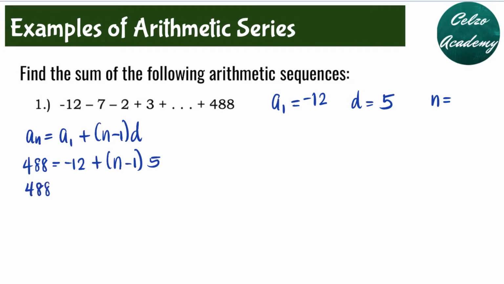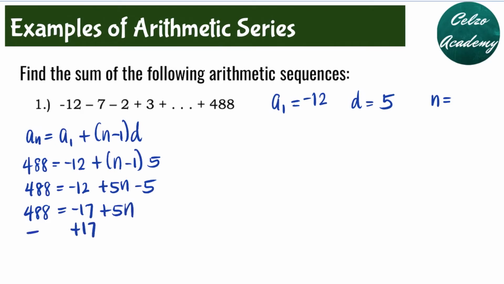Simplifying this, we have 488 is equal to negative 12, and then we will distribute the 5. That becomes 5n minus 5. Simplifying the right side, we have 488 is equal to negative 12 and negative 5 is negative 17, then we have plus 5n.